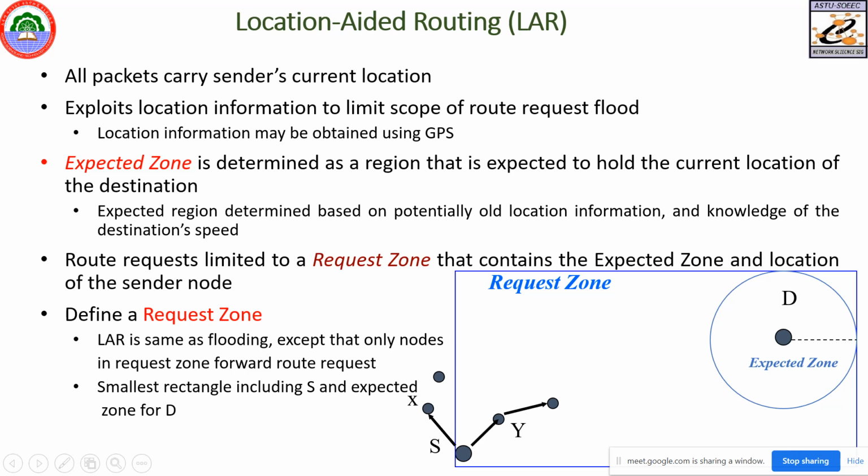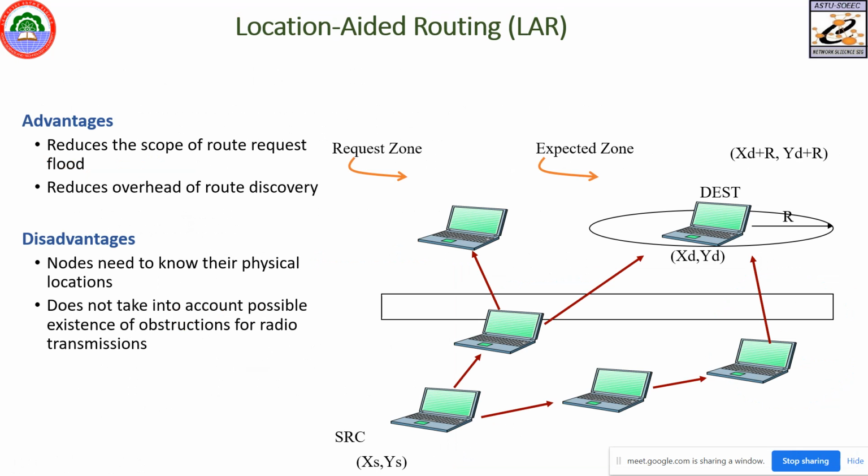Then, once it is receiving the response from the various nodes, by seeing the response, it will frame one expected zone with the fixed radius. For this particular expected zone only, the data is going to be transmitted. So this is location aided routing. We have some advantages as well as disadvantages.